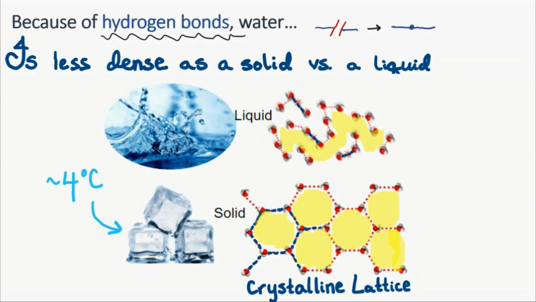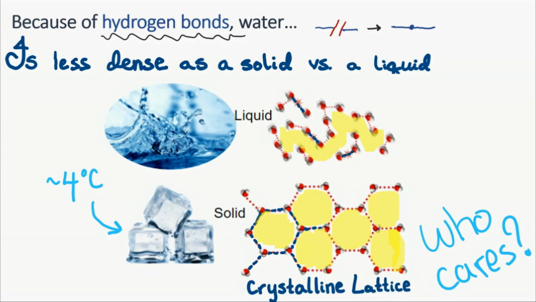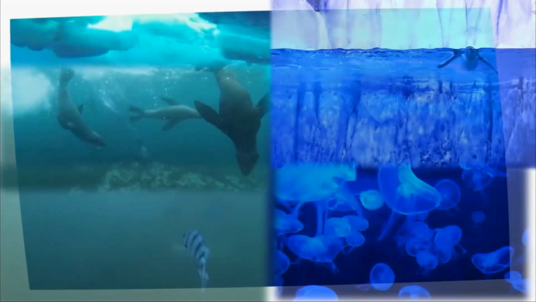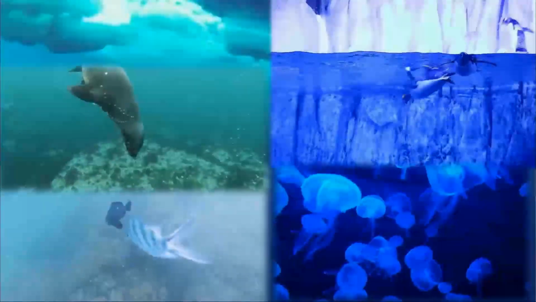Now, that's great and all, right? Ice floats, and now we know why, but who cares, right? Why does this property actually matter? Let's talk about it. Well, all of these species sure think that it matters.